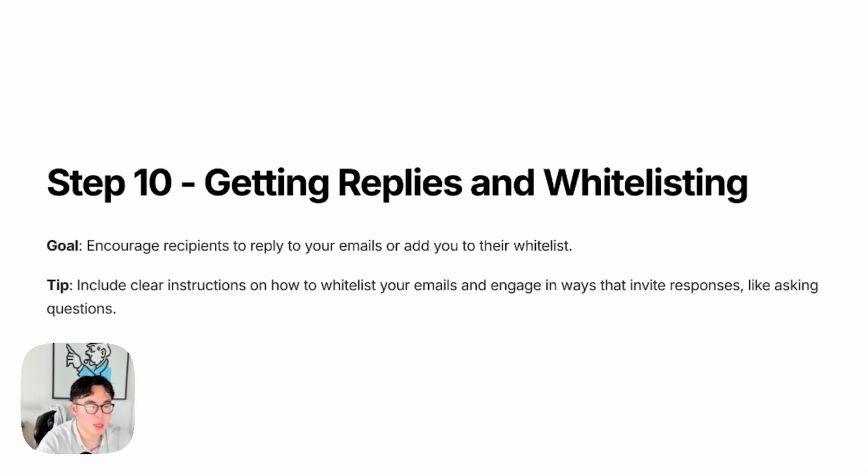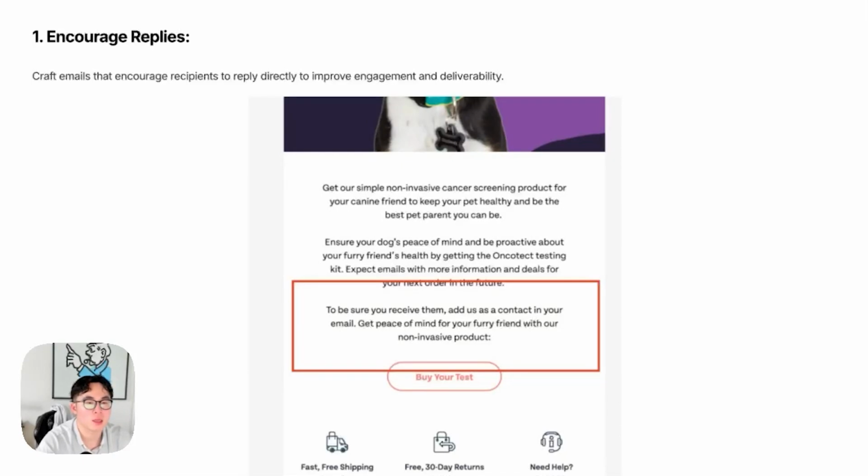Step 10, getting a reply and whitelisting. What you want to do here is encourage recipients to reply to your email and add them to your whitelist. You want to create copy that encourages recipients to reply directly to improve engagement and deliverability. As you can see here in this email, we included a section that says, to be sure you receive them, add us into contacts in your email. Get peace of mind for a furry friend with our non-invasive product.